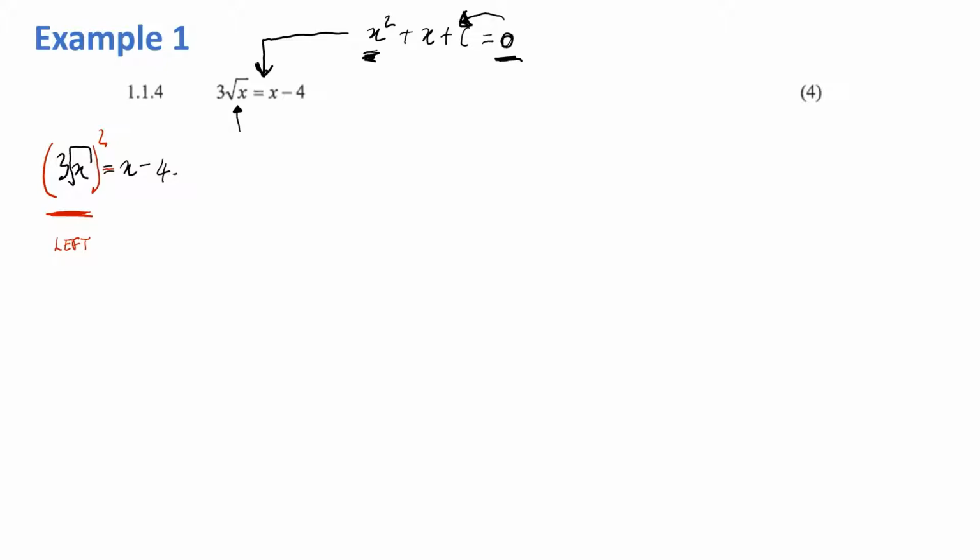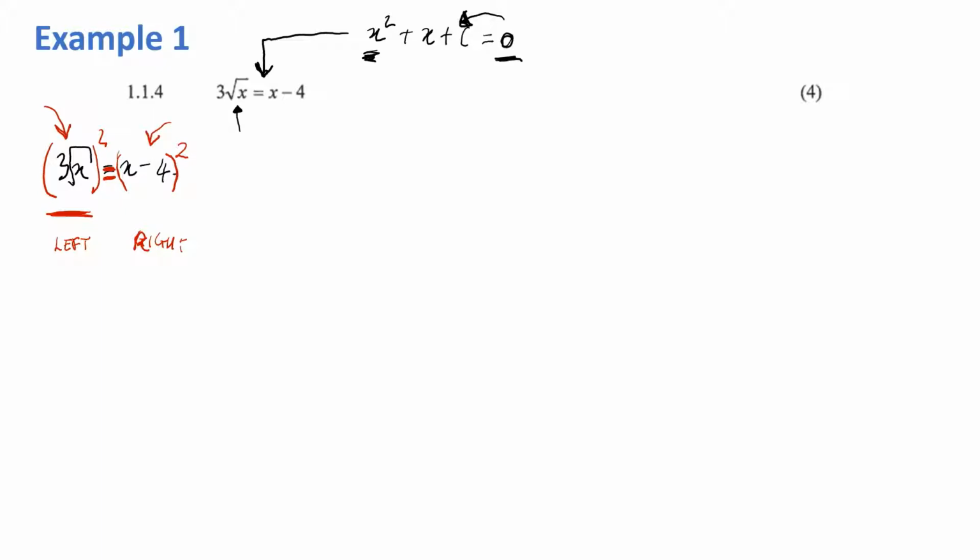But if I square this by 2 on the left-hand side of this equal sign, I also have to square by 2 on the right-hand side of the equal sign, right? That's the first thing, super important. What you do on the left of the equal, you always have to do on the right of the equal.